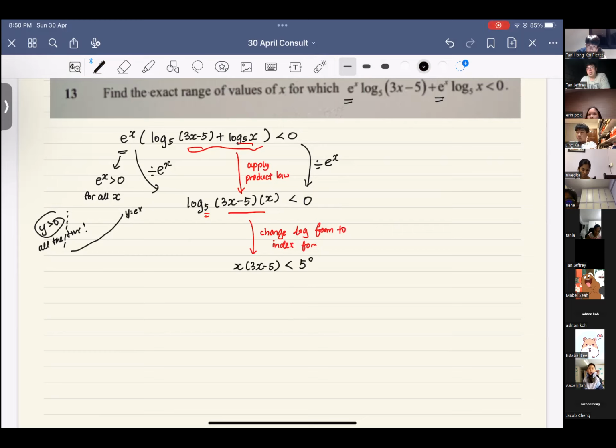As long as the base is more than 1, you can see the base is more than 1, so don't worry, the inequality sign will not switch. 5 power 0 is just 1. So it's saying that 3x squared minus 5x is less than 1. Therefore, 3x squared minus 5x minus 1 is less than 0.